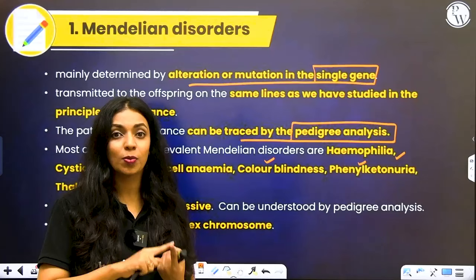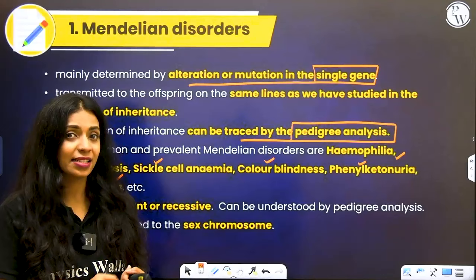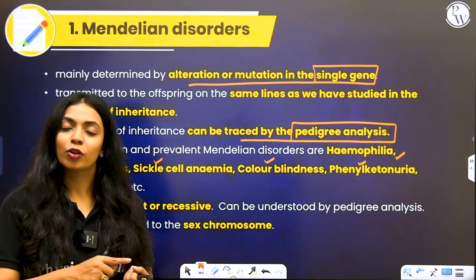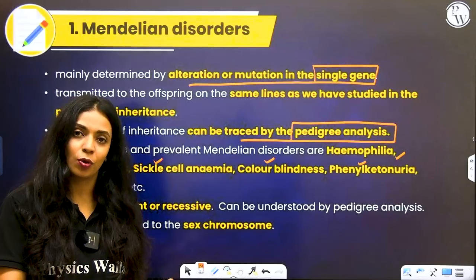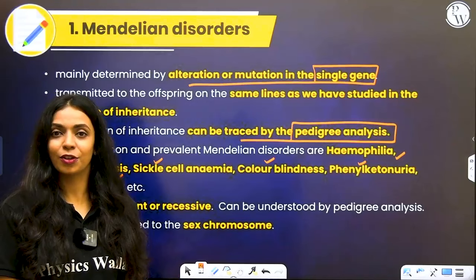If it is present on the sex chromosomes, we call it sex-linked disorders. If it's specifically present on the X chromosome, we call it X-linked disorder. It could be dominant, it could be recessive. If it's present on an autosome and if it expresses in its dominant condition, then we say autosomal dominant. If it's present on the autosome and expresses when in recessive, we say autosomal recessive. Similarly, we have X-linked dominant, X-linked recessive, Y-linked inheritance, all of that is there.